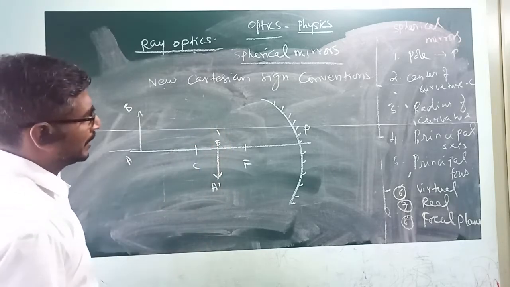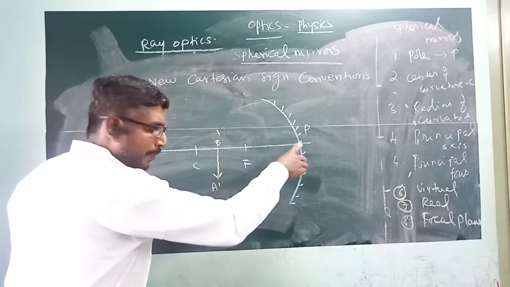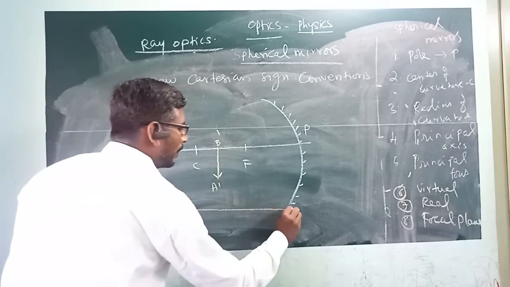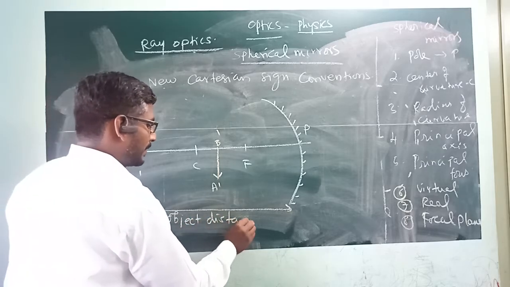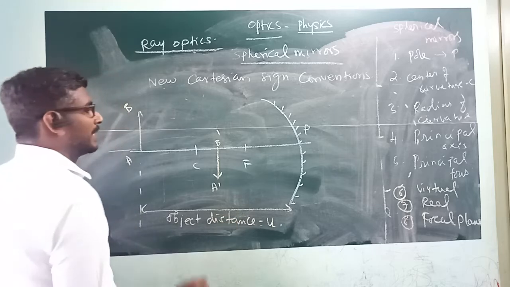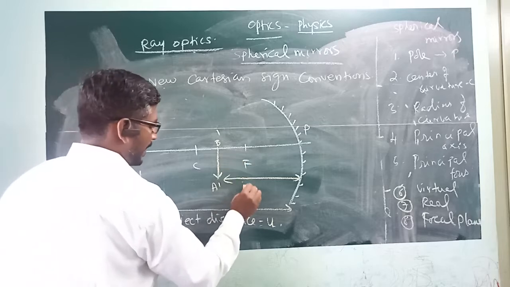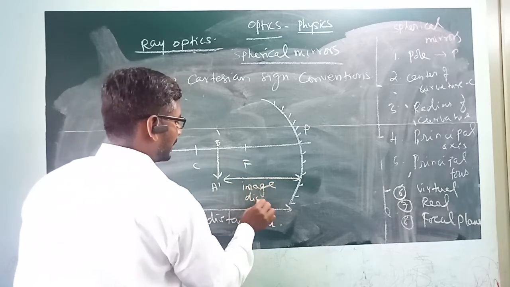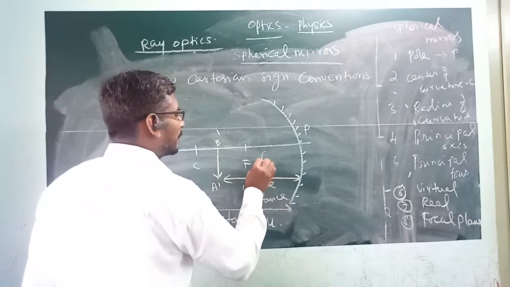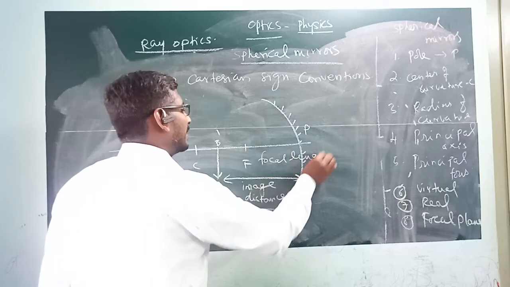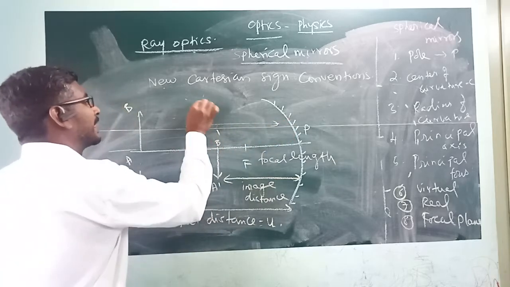First of all, what are the things that you should understand? The distance between the object and the pole, you call it the object distance U. The distance between the image and the pole, you call it the image distance. The distance between the pole and the focus, you call this the focal length. The distance between the pole and the center of curvature, you call it the radius of curvature.